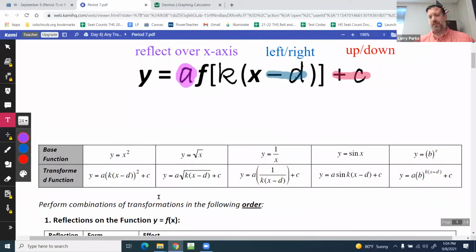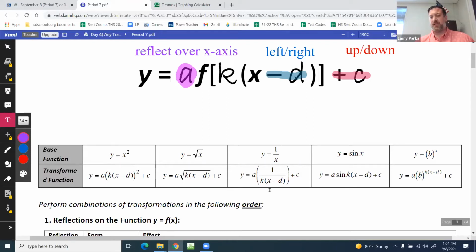Now we have some different functions, and they actually apply to all these functions. So we're going to spend a lot of time on this function. This is what we call a quadratic function. And so this is what you could do to a quadratic function. Square roots, we're going to spend time later in the semester going over transformations of square roots.